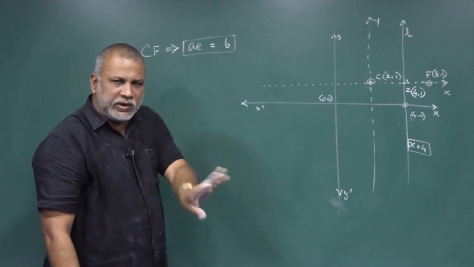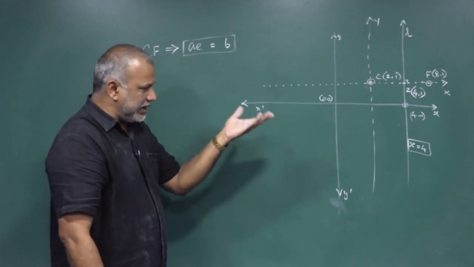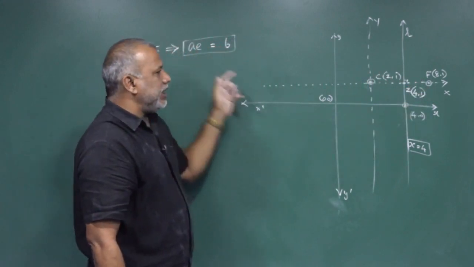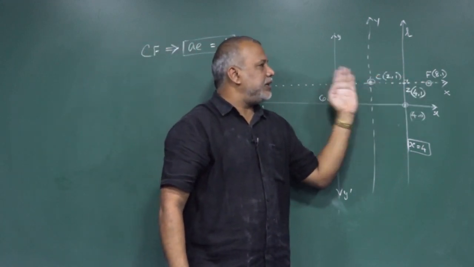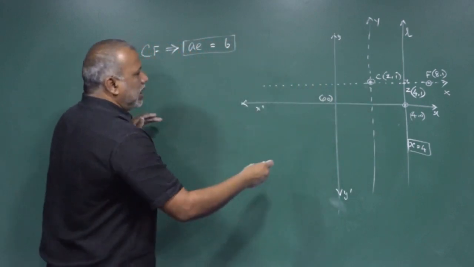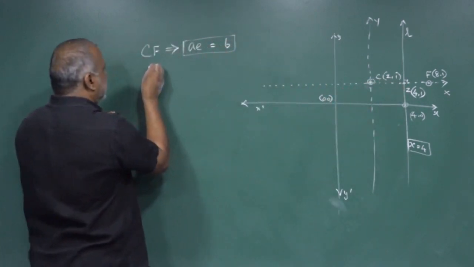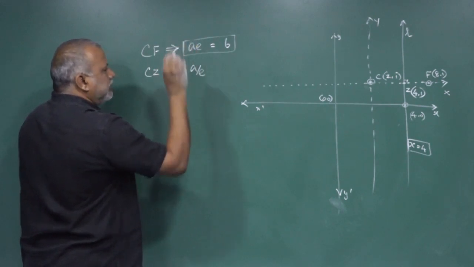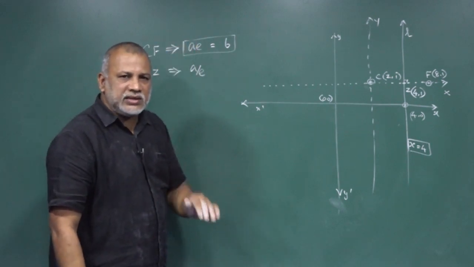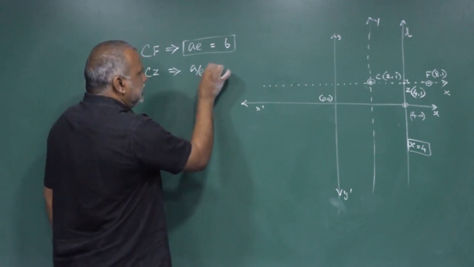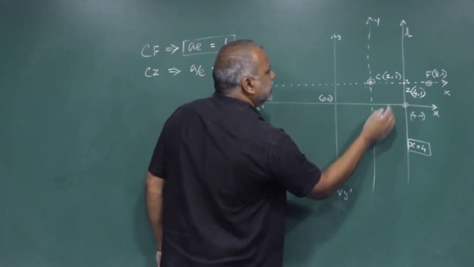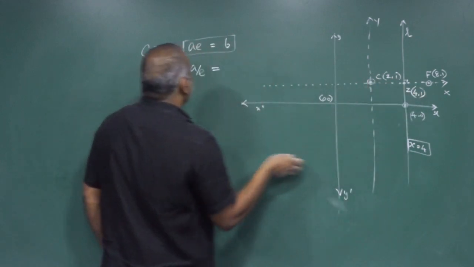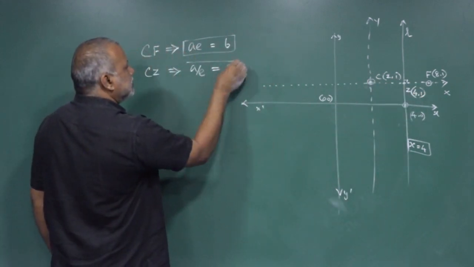You can use the distance formula also, but that is a long one. Here CF is denoted by AE. From (8, 1), just subtract (2, 1), we get 6. After that we are able to find CZ. In general, CZ is denoted by A by E. What is the distance between C and Z? Here (4, 1), here (2, 1). Just subtract, we get 2 units.